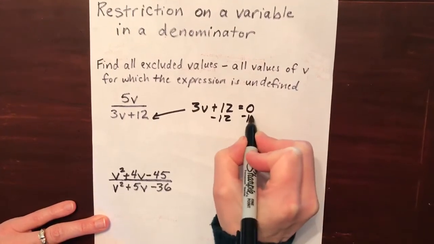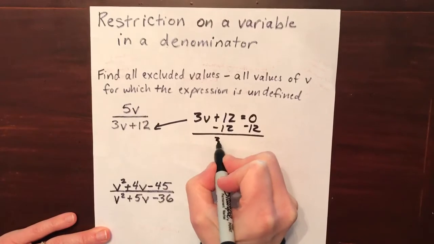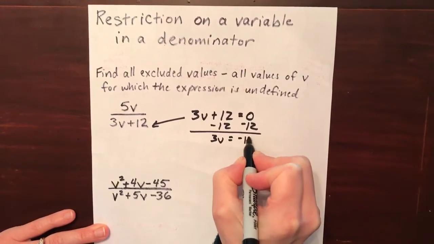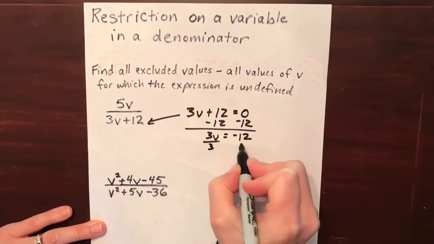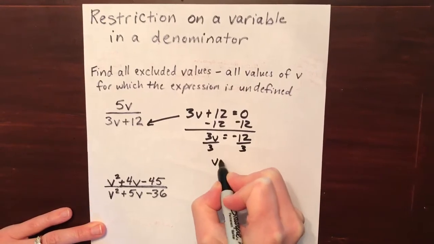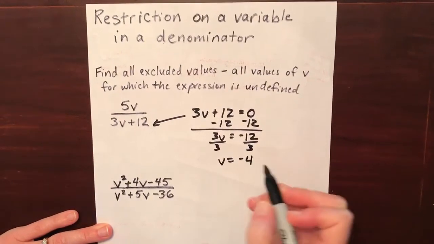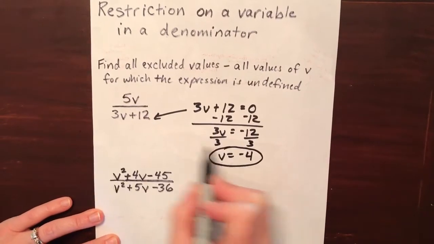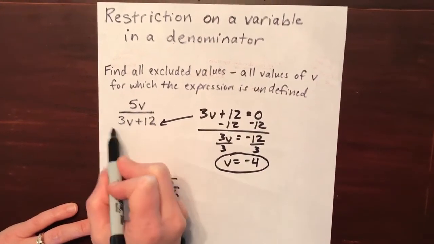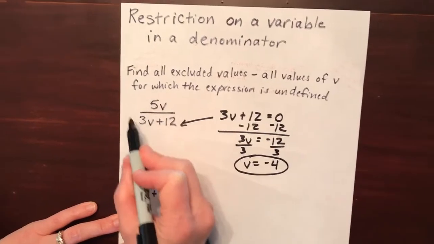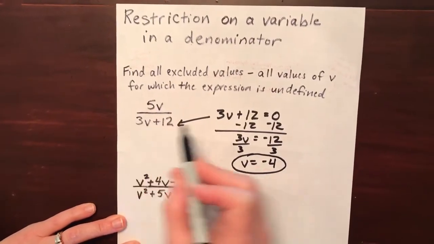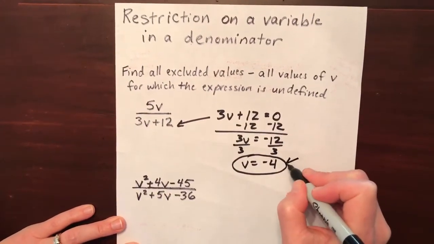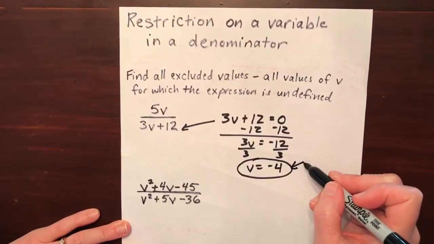I would subtract 12 from both sides of the equation. 3v equals negative 12, and then divide both sides by 3 to get my v alone. So that means that if v equals negative 4, and I put that in, the denominator would be equal to 0, and this expression would be undefined. And so this v equals negative 4 is my excluded value.